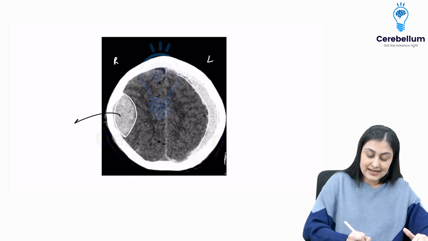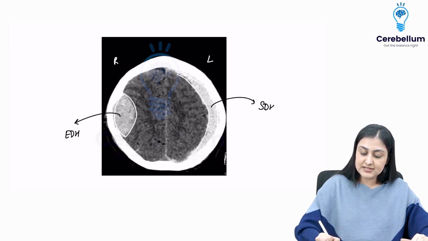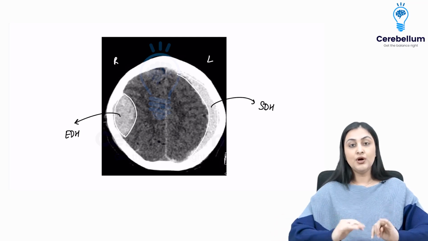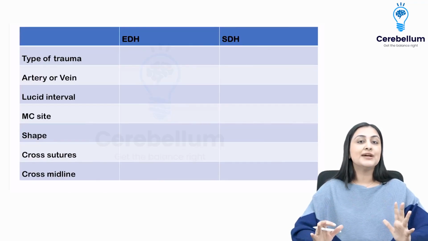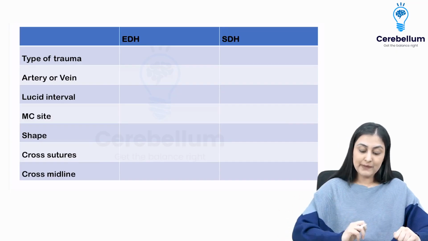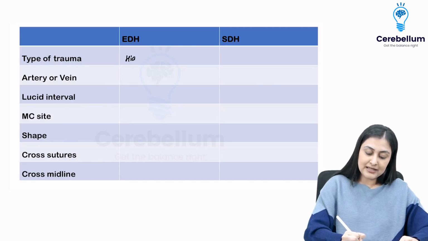So what are these? On the right side, what we have is an EDH, extradural hemorrhage. On the left side, what we have is an SDH, a subdural hemorrhage. Okay, so before we go into this, let's document all of the pointers that you need to know from where you can get any possible question. So remember, the type of trauma is very different. In EDH, you need a high energy trauma.